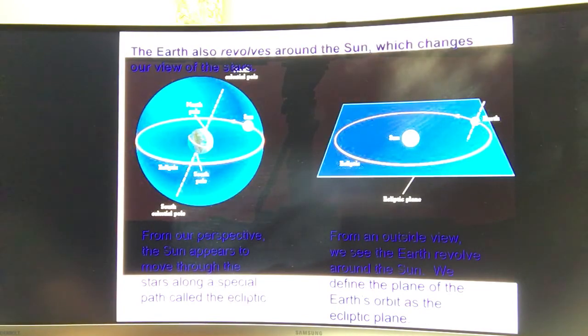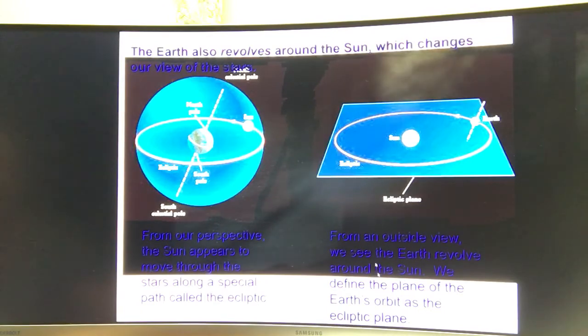Because of the revolution, the sun appears to move slowly relative to the background stars over the course of a year. So this apparent motion of the sun on the sky traces out a path on the celestial sphere. We call it ecliptic. So that's the definition of ecliptic.